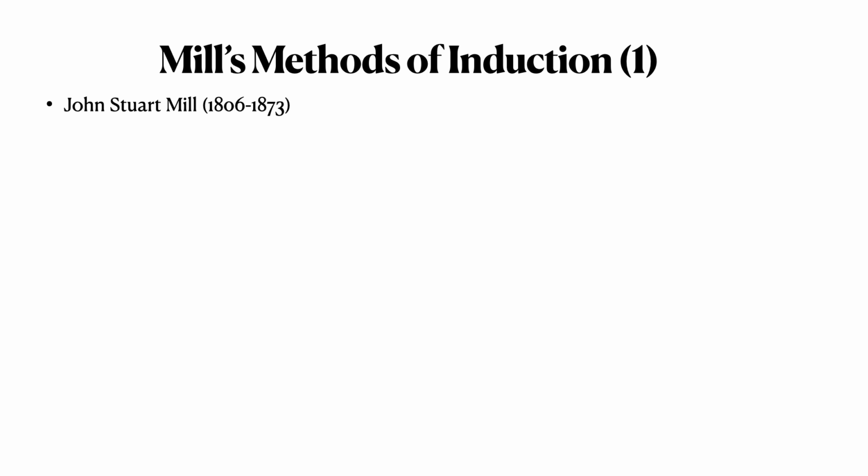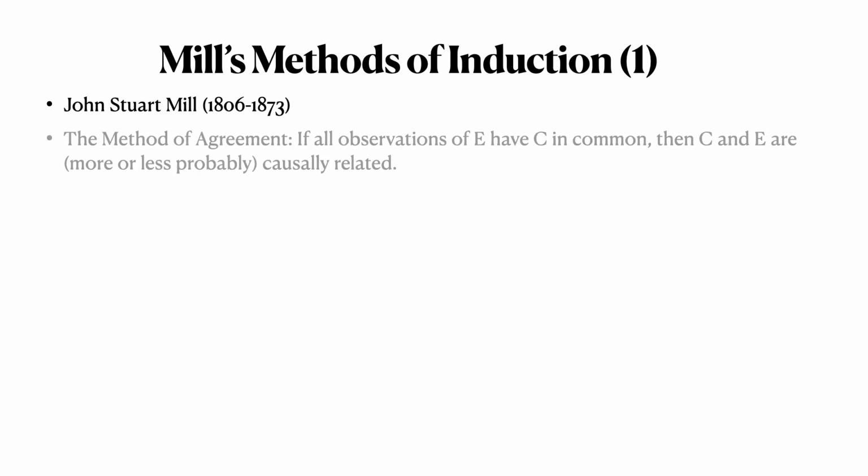Well, the logic stuff makes it into the brilliant side of his work rather than the quite strange side of his work. And so these 5 methods are what he came up with early and what we still look at today when we're thinking about how to sort out causation from correlation. Mill's first method is the method of agreement. If all observations of E have C in common, then C and E are more or less probably causally related.